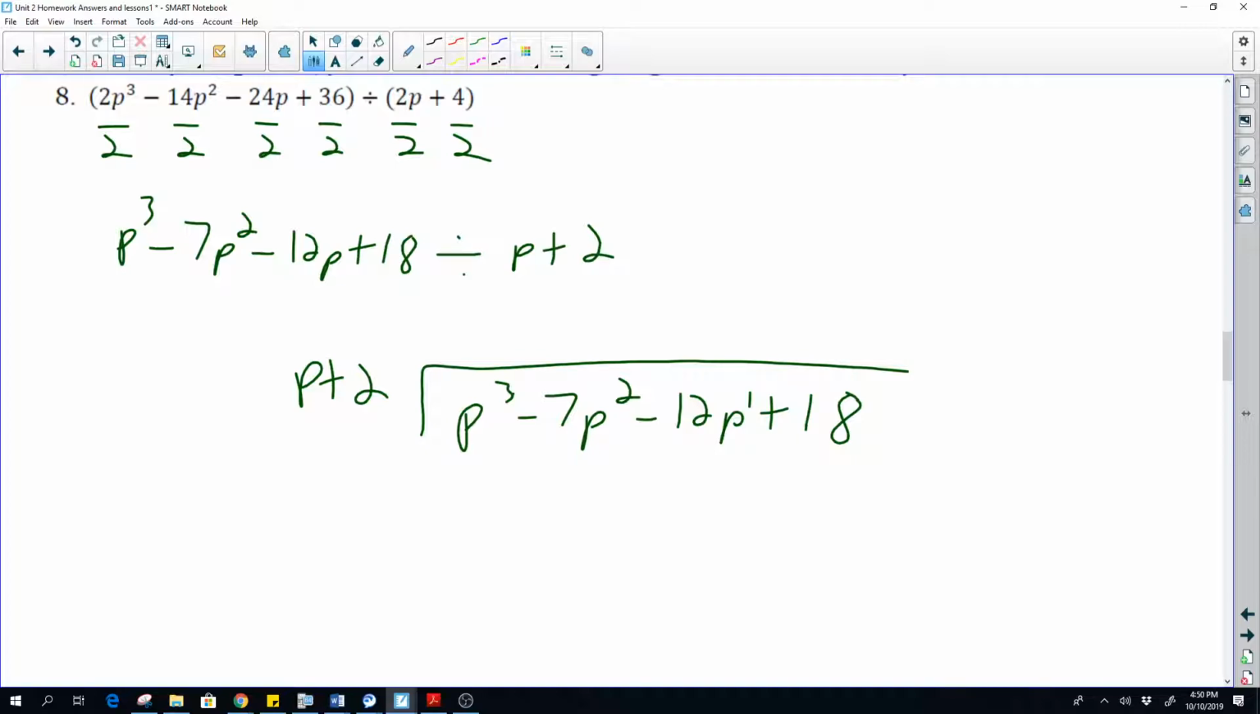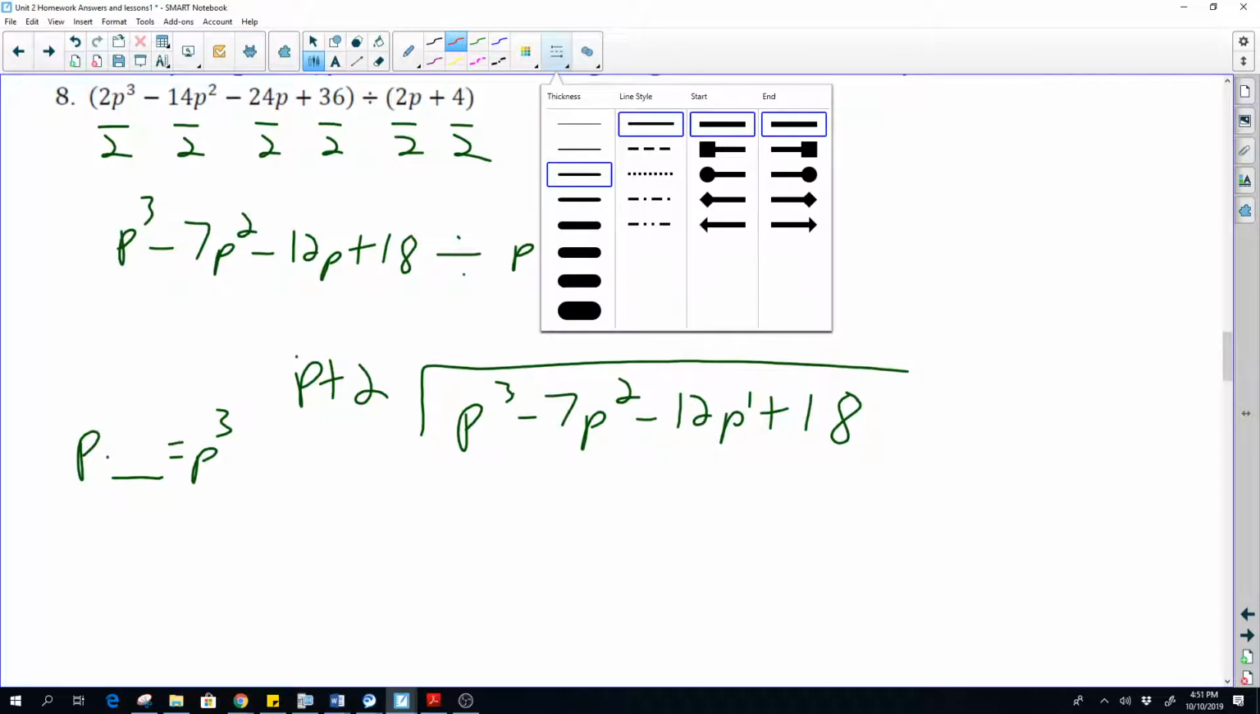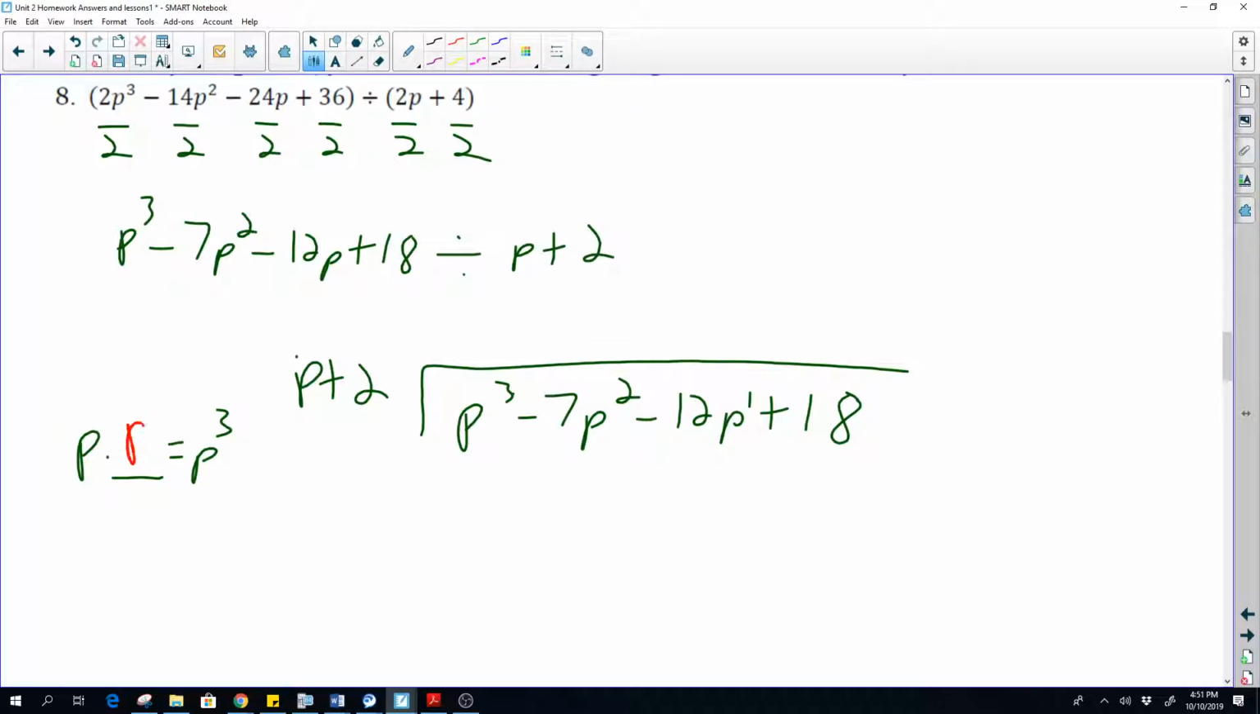Hint, hint, wink, wink. Okay, so then we have to think, how does p become a p cubed? So we take that p right there, and we go ahead and multiply it by something to get a p cubed. That's it. And so did you figure it out? Say it before me. Do it. That's it, p squared. So we're going to put a p squared as the first part of our answer.